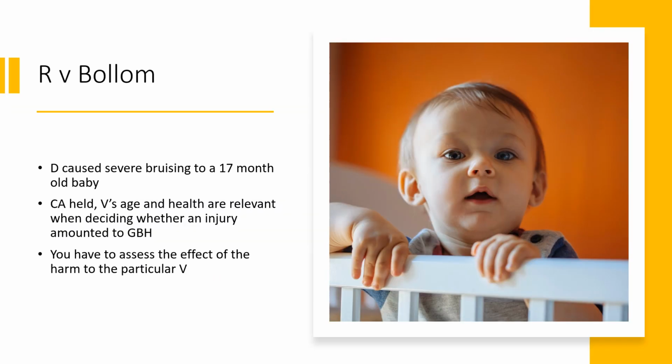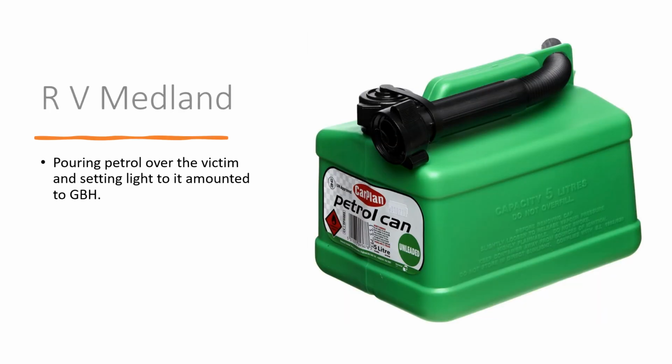If we look at Bollum, now in this case the defendants caused severe bruising to a 17-month-old baby. Now the Court of Appeal held that the victim's age and health are relevant when deciding whether an injury amounted to GBH. So what you have to do here is assess the effect of the harm to that particular victim. So this could be the case if a person is also particularly old or has any other infirmity. It may be considered.